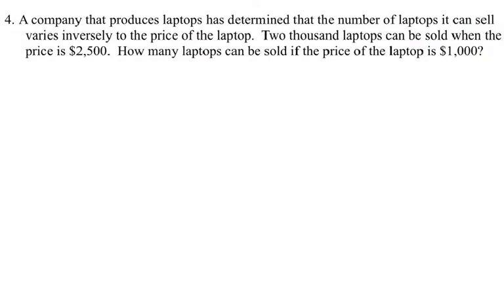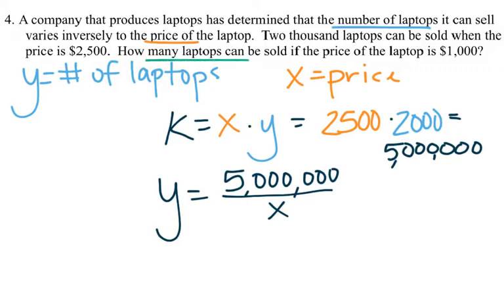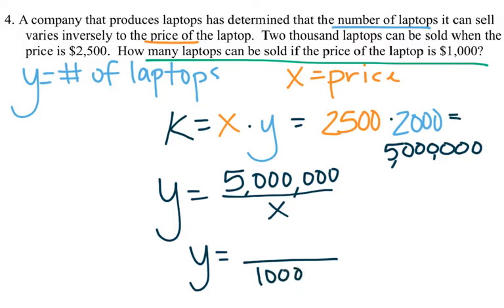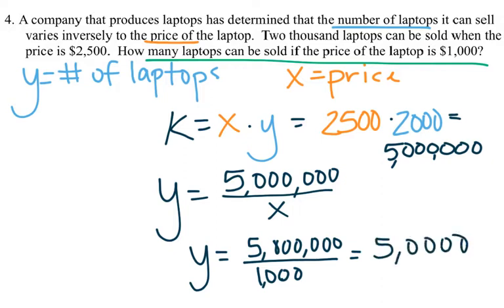Alright, let's try some more. I want you to find the constant and write the inverse variation equation. Pause the video and try it. 1, 2, 3. Okay, so here's what we got, and we're trying to figure out how many laptops can be sold if the price of the laptop is $1,000. So, price is x. I'm going to replace that with 1,000. Up here, I have 5 million. So I'm just going to put that in my calculator, and I get 5,000. So I have to sell 5,000 laptops for the price to be $1,000.